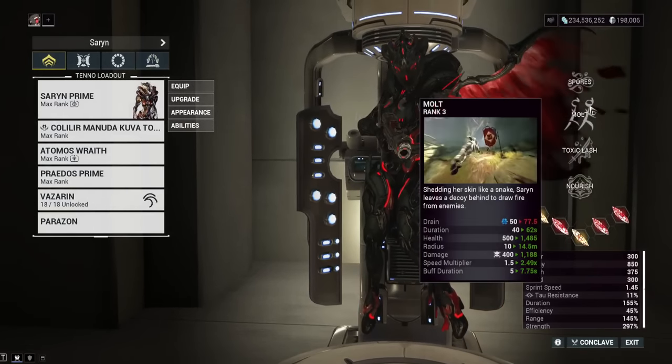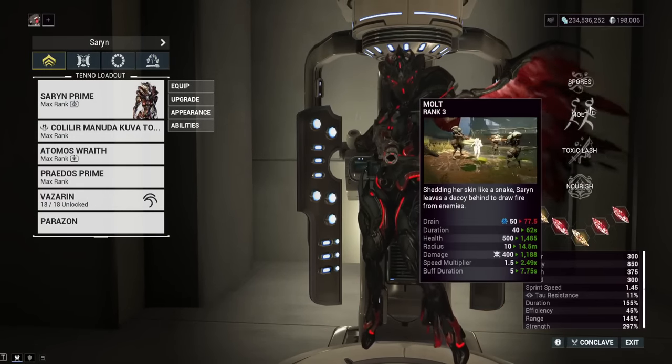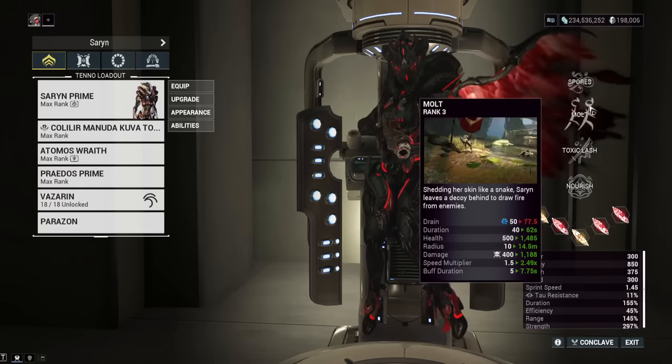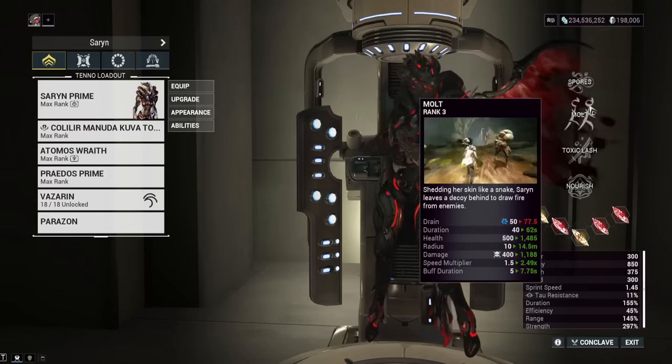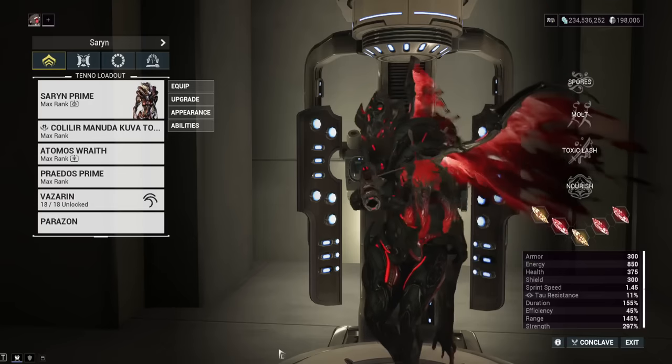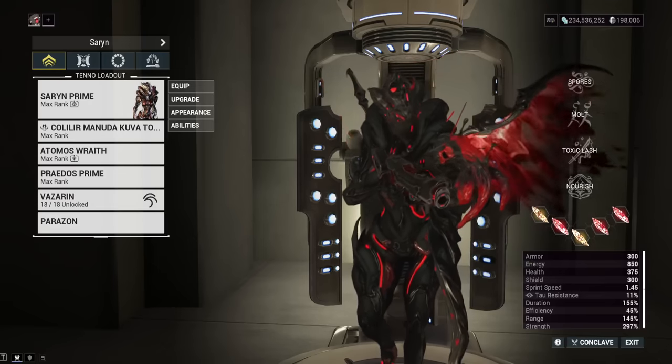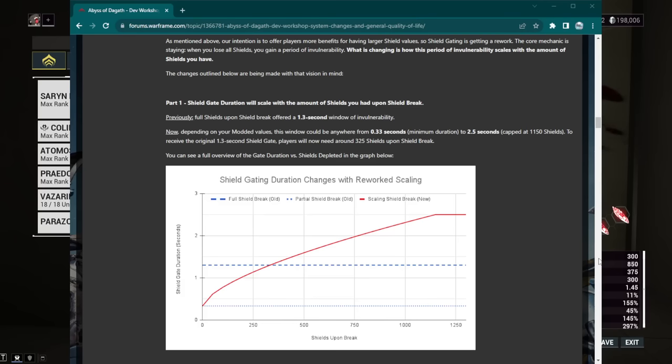If I'm getting 140 shields from this ability from one cast, I would need basically two casts of this and a little bit extra to get to that number. So we're going to have to change some builds for sure. Or we'll talk about that mod in a second. So builds are going to need to change.